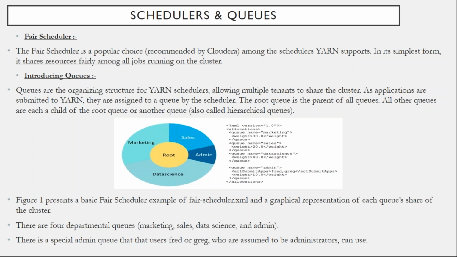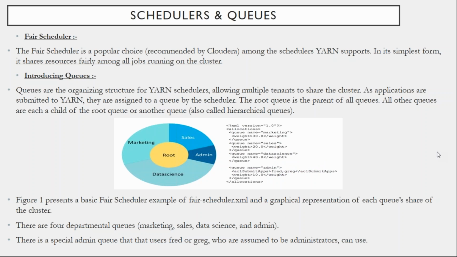Figure 1 represents a basic example of a fair scheduler.xml, a graphical representation of each queue's share of the cluster. There are 4 departmental queues: marketing, sales, data science, and admin. There is a special admin queue that is used for Fred and Greg, who are assumed to be administrators. One thing you need to understand here: in admin, I have a special admin queue for Fred and for Greg. They are part of admins. Only these two guys can submit jobs. ACL submit apps: only two guys can submit apps. Okay, and this is a special admin queue.